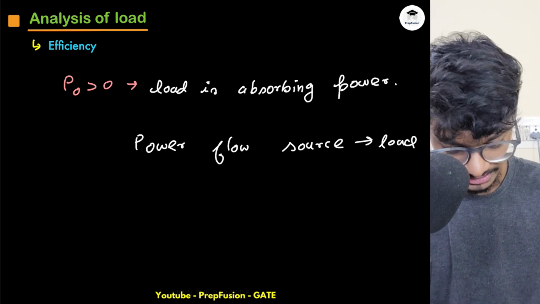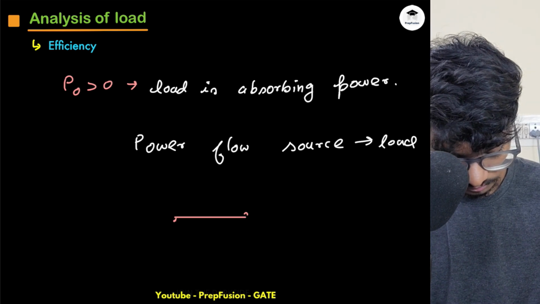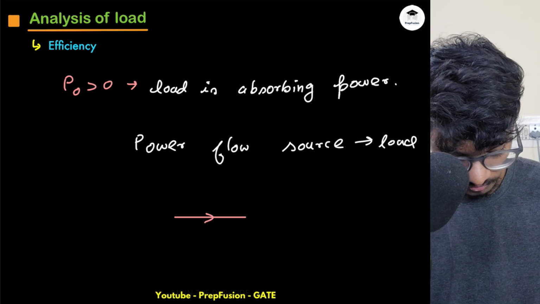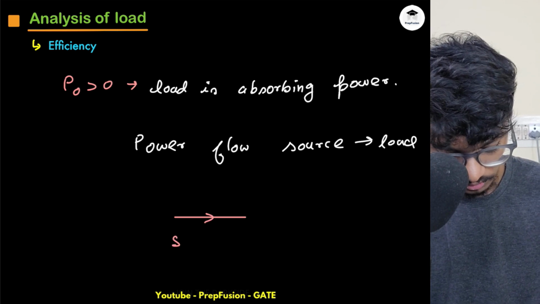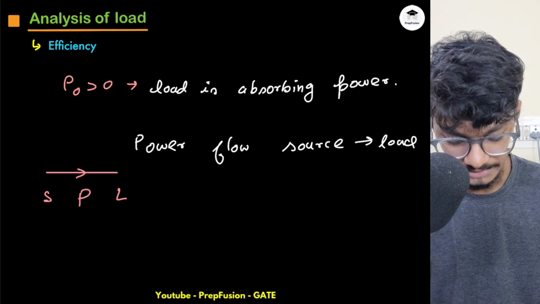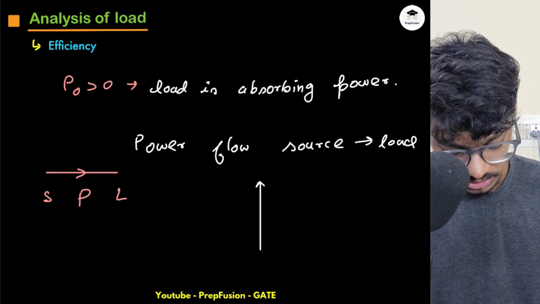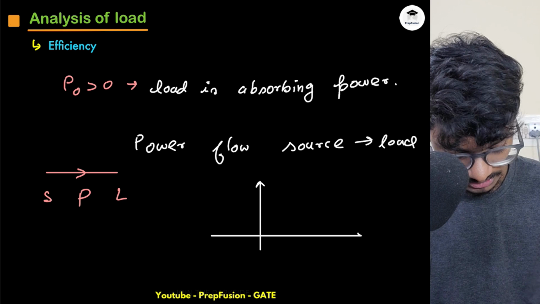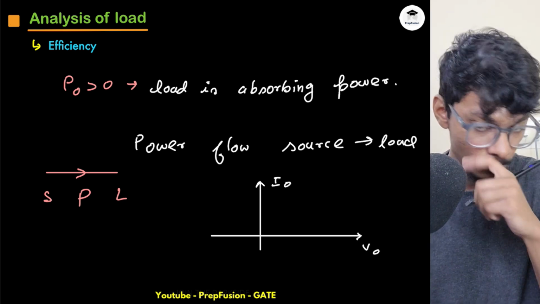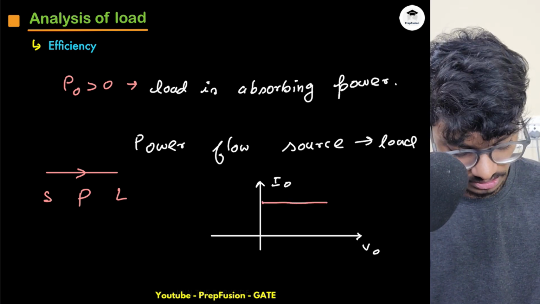So in short, I write this like this. This is just my notation. Power will flow from source to load. This is the flow direction of power. So in this case, it is a one quadrant converter. Why? Because let's draw the quadrants. Let's say this is VO and this is IO. My VO and IO will always be positive. Whenever my VS becomes negative, VO is equal to 0. So I'm operating in this quadrant only.